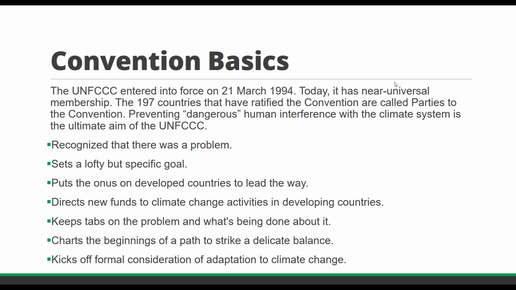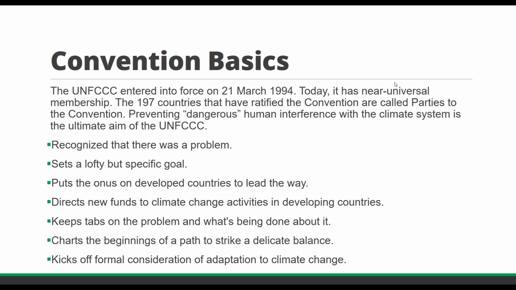We talk a lot about what was important and critical in 1994 when this entered into force, and the premise behind the convention. It recognized that there was a problem, which was quite significant at the time, even though there had been tons of research and scientific knowledge around it. Having this convention come forward was critical to being able to take forward next steps. It does set a lofty but specific goal. We often talk about the goal set in the Paris Agreement, but there is a goal that is clear in the convention itself, and it's really important to recognize that all parties to the convention are expected to meet that goal.